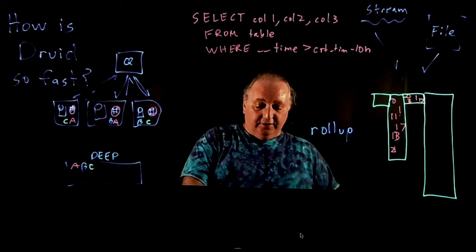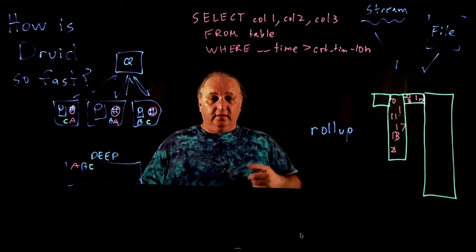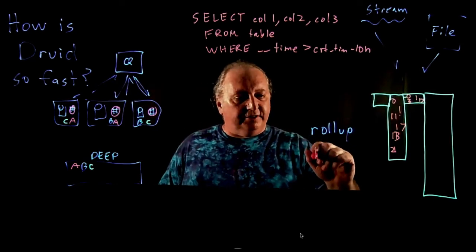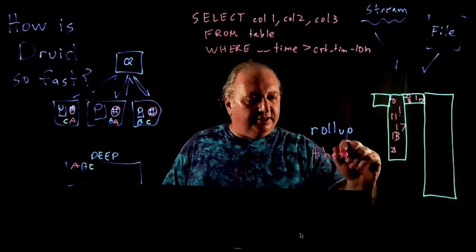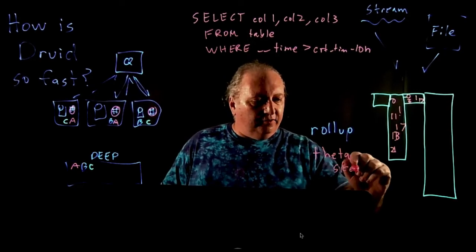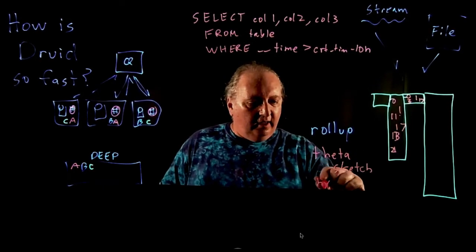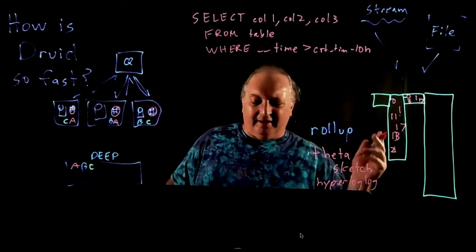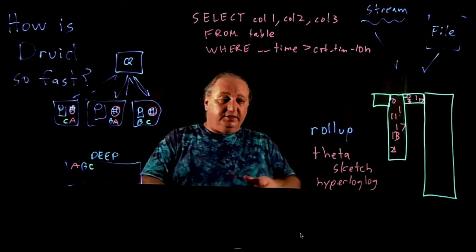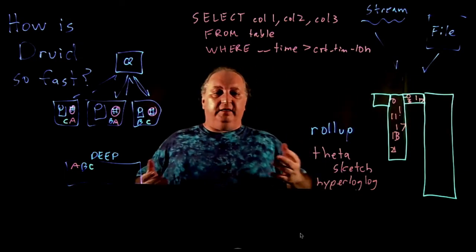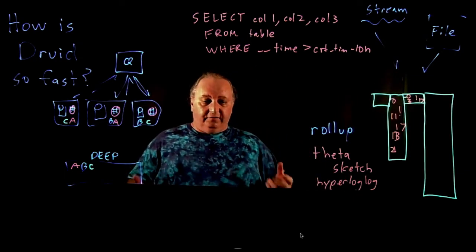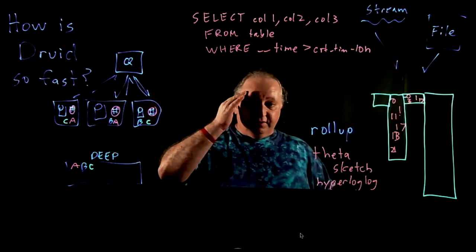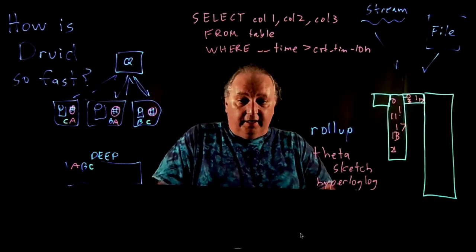Or I can do approximations. So the most common approximations are something called a theta sketch and another one called a HyperLogLog. Now these are really cool mathematical transformations that I'm not going to go into great detail on, but what they do is they let me get approximate readings really, really fast. So one common use of a theta sketch is if I need to do a count distinct.